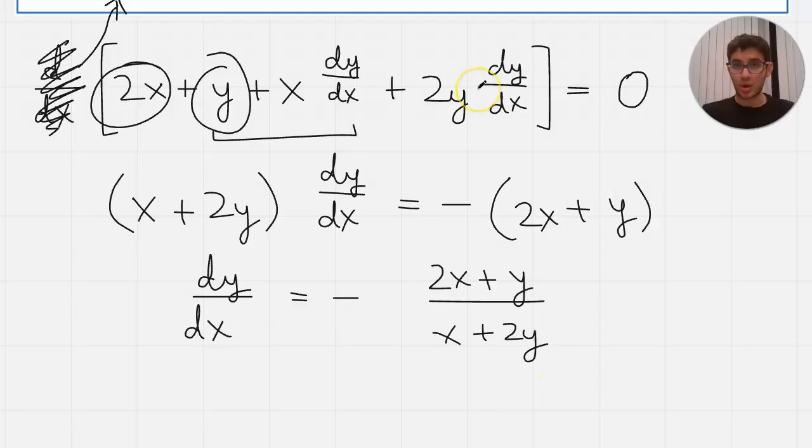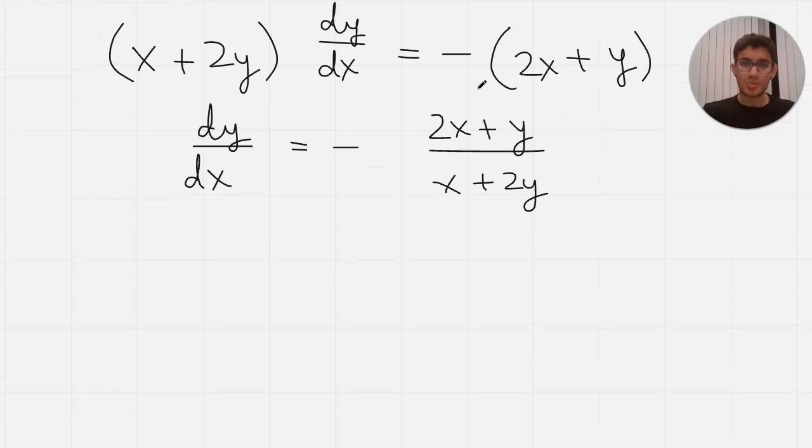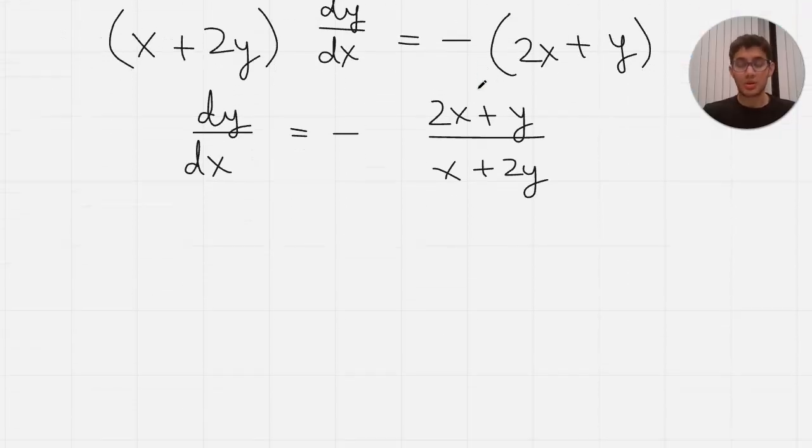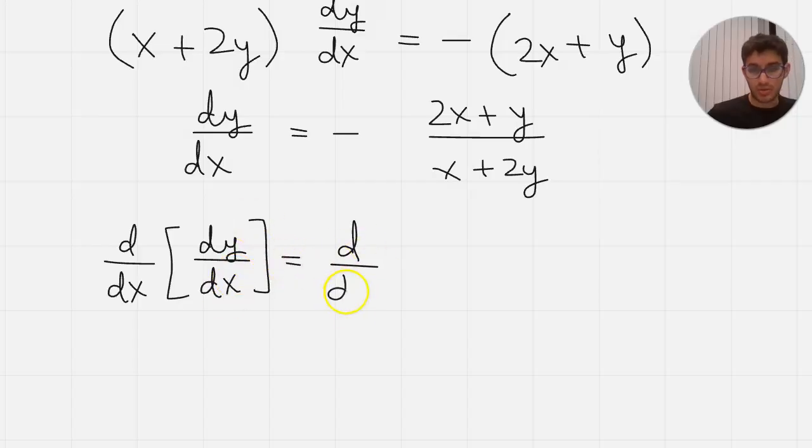We can definitely plug in (1, 2) and find dy dx. Remember the question is asking at this particular point, (1, 2). But we're not asked to do that. We're asked to find the value of the second derivative at that point. So we need to take the derivative of this. So that's going to be the derivative with respect to x of dy dx. And what is this going to be? Well, if you do one thing to one side, you have to do it to the other side as well. And so that's going to be the derivative of this.